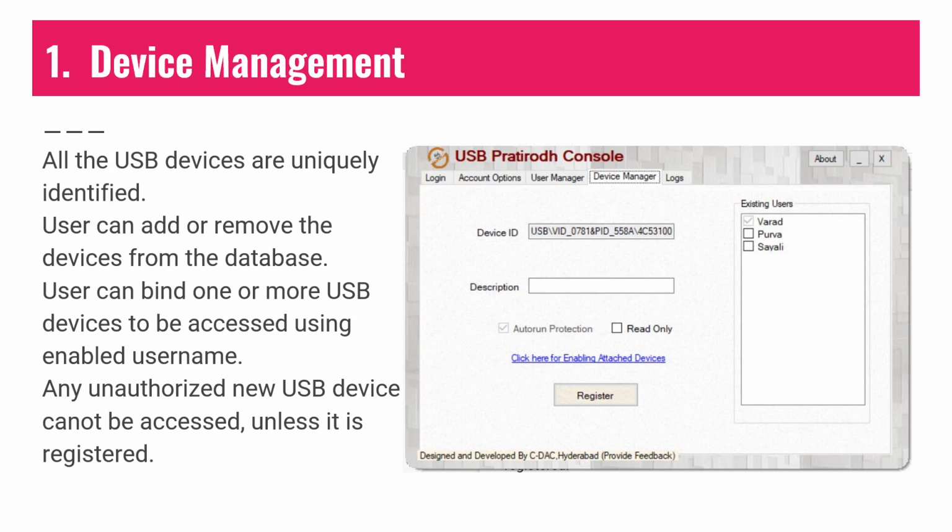You can provide a short description, and from a list of existing users which are registered with USB Pratirodh, you can allow specific users to access that device only. There's also a mode where you can use that device only in read-only mode, so that the content of the device is not modified.